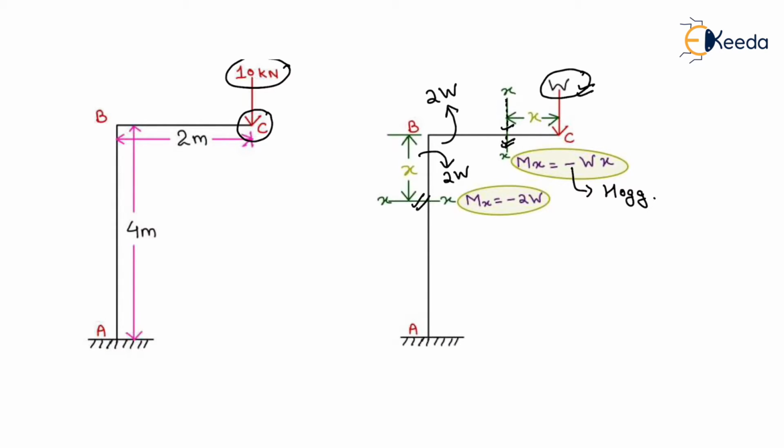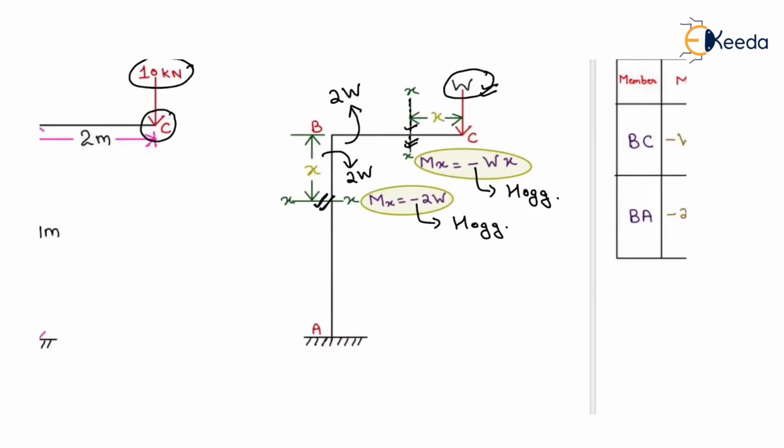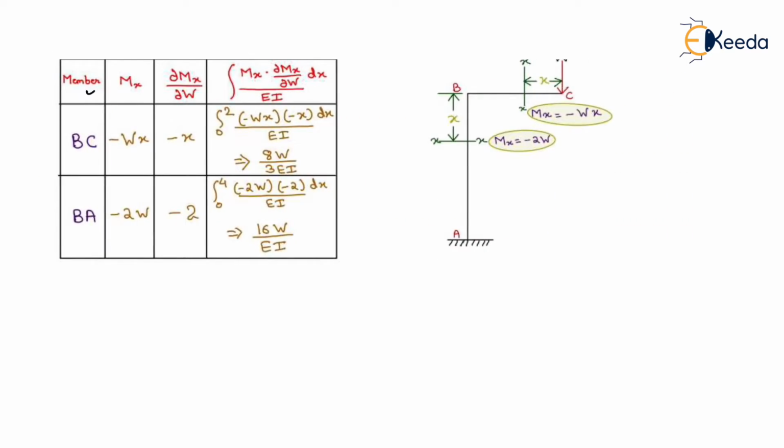Now the moment in span AB, along this x-axis, will be equal to minus 2W. The minus sign is because of the hogging bending moment. So we have again computed the moment in span AB, which is equal to minus 2W. Now we will fill this table for members BC and BA. Mx for BC will be equal to minus W into x, and for BA it will be equal to minus 2W.